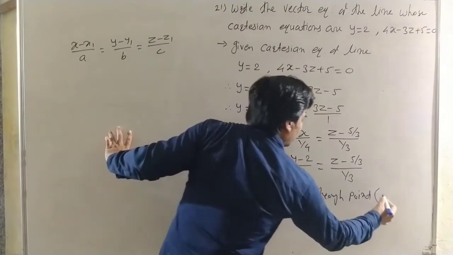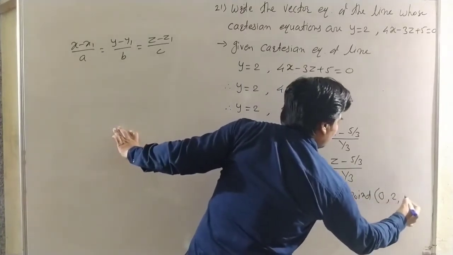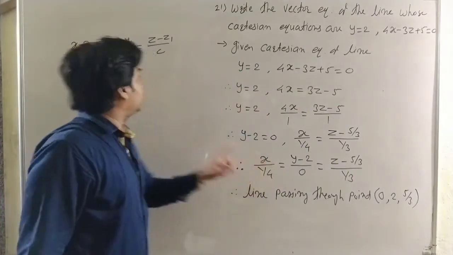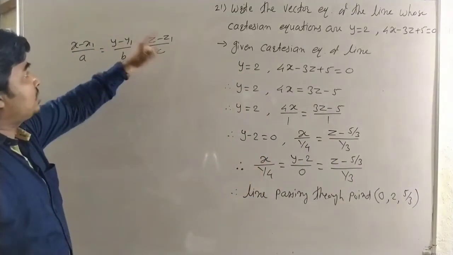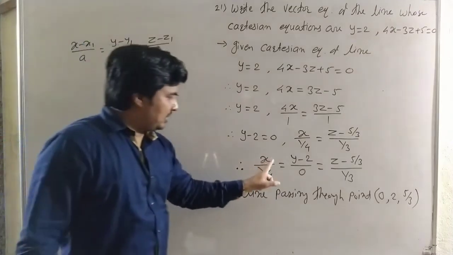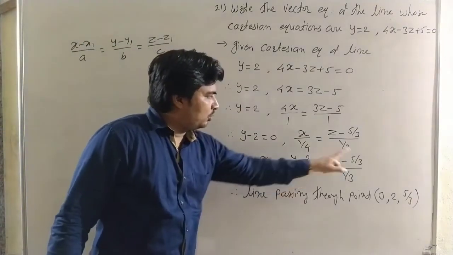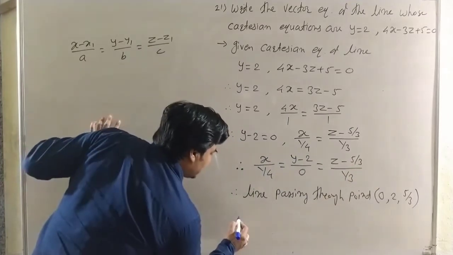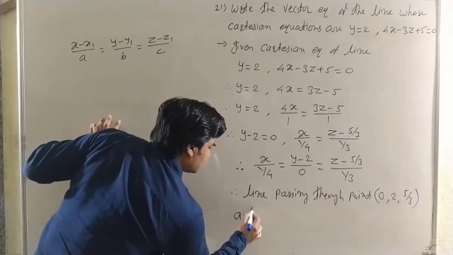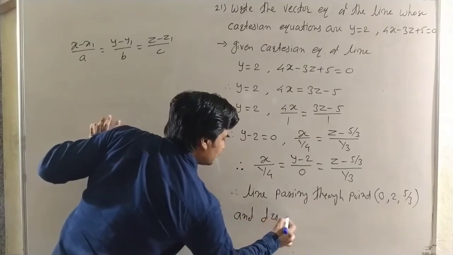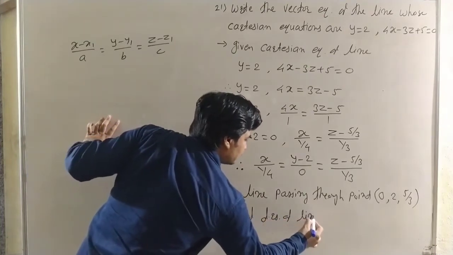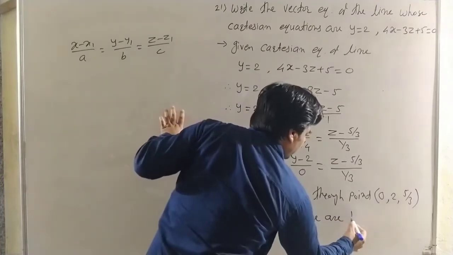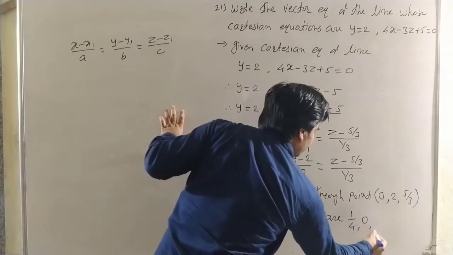Okay, therefore line passing through point 0, 2 and 5 by 3. See carefully, line passing through point x minus x1, y minus y1 and z minus z1, x1, y1, z1, it is x1 0, y1 2 and z1 5 by 3. Okay, line passing through point and direction ratios of line are 1 by 4, 0, 1 by 3.